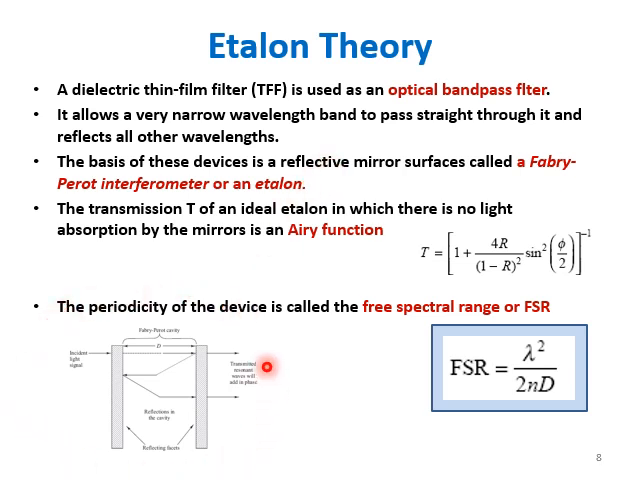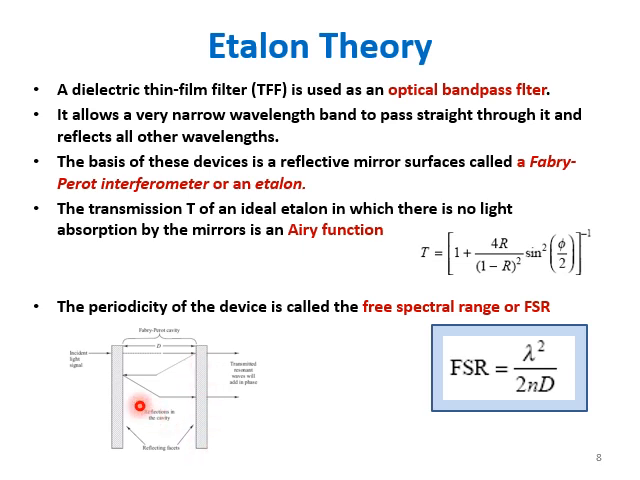As you can see, this is one diagram. This is a Fabry-Perot cavity consisting of two reflecting mirrors, where the light is reflected within the cavity, with a distance between the two reflecting mirrors of d. What is going to happen is the transmission of light generated from this cavity. The transmission T is for an ideal etalon, in which there is no light absorption by the mirrors.